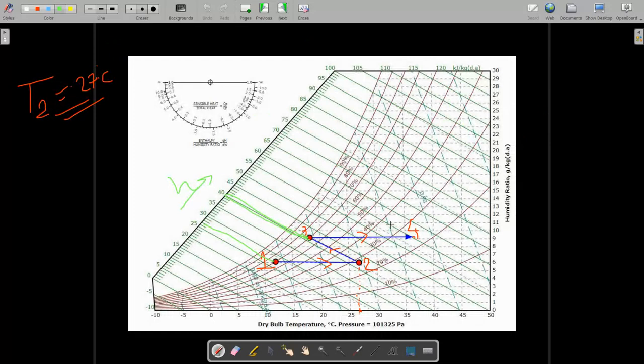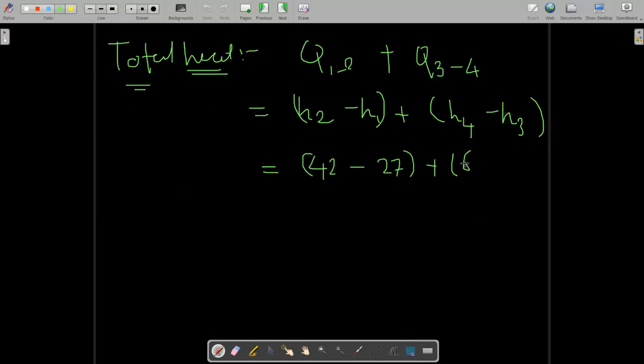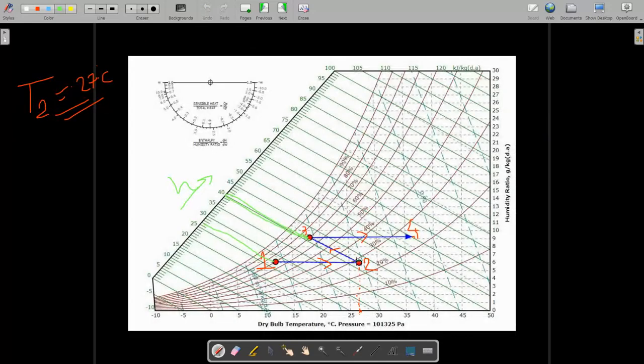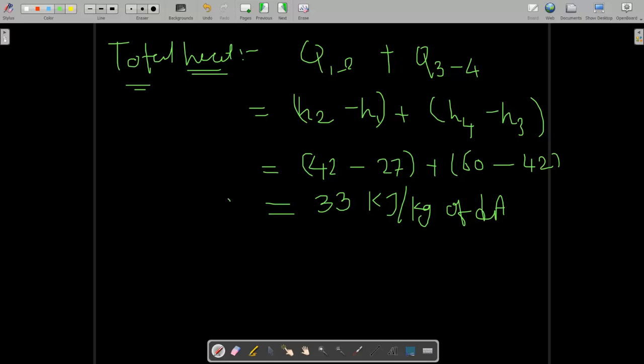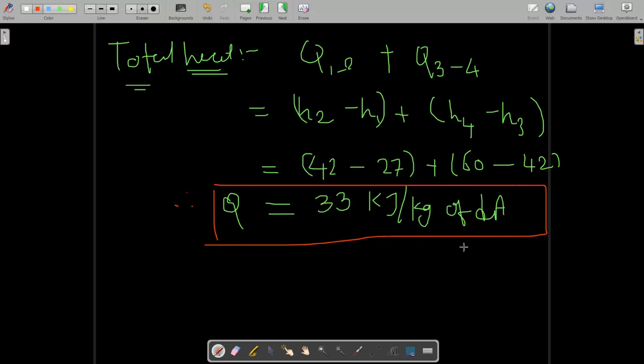So here if you extend this line, you will find it is on the 60 kilojoule per kg of dry air enthalpy line. And H3, enthalpy of 3, is equal to enthalpy of 2, just only a change of moisture content. So H2 will be the same as H3, so it is 42 kilojoule per kg of dry air. When you solve this, you will find 33 kilojoule per kg of dry air. This much total heat we have to give. So our second question is also solved.